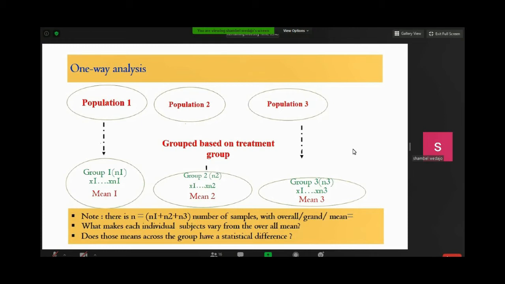That those means across the group have a statistical difference, and the question is, does mean 1 differ from mean 2, or does this mean differ from mean 3? Does mean 2 differ from mean 3? ANOVA is just an overall test: do those means in common have a variation? We don't know which mean varies, only that those means have a variation. This test we call the ANOVA test.